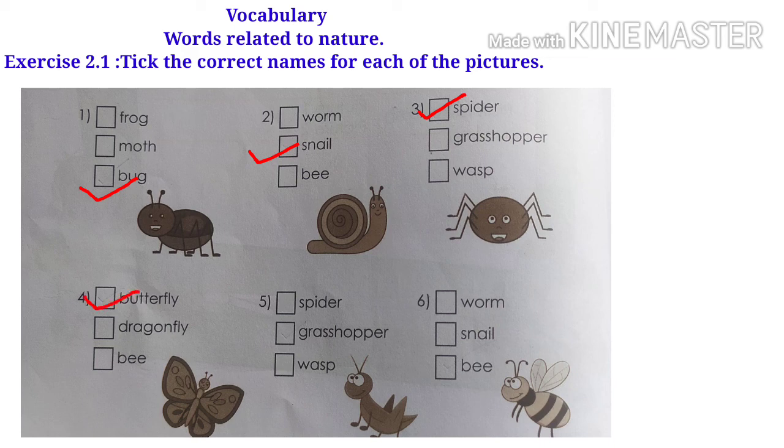Then the fifth, spider, grasshopper, wasp. So what is this? This is the grasshopper. So we have to tick the grasshopper. Then 6, worm, snail, bee. So this is the bee. So we have to tick the bee.